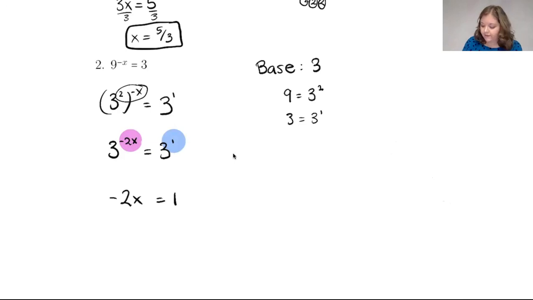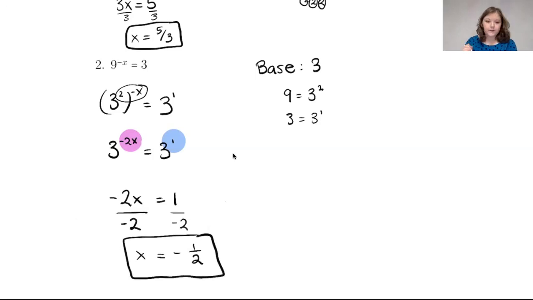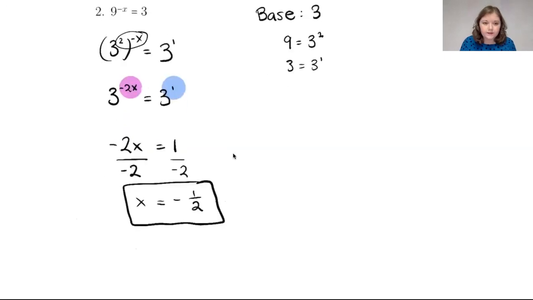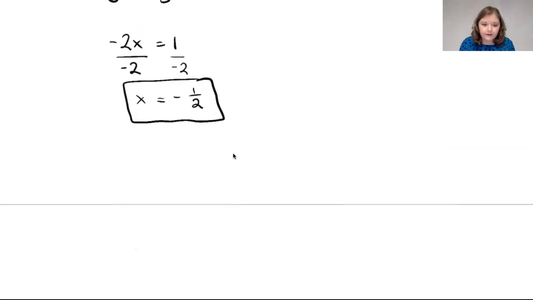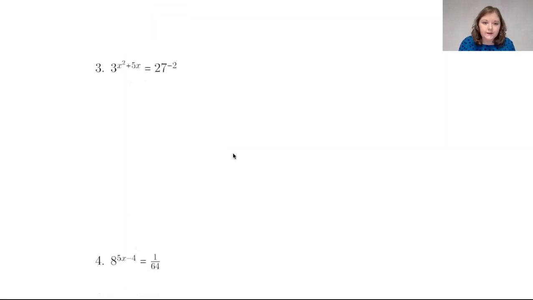So now that we have our powers set equal to each other, it's just a regular equation that we can solve. We can divide by negative 2. We get x equals negative 1/2 as our answer. Okay. So now we're done with example 2, and we can go on to the third example. The third example is a little bit more complicated, but we're going to do the same thing.